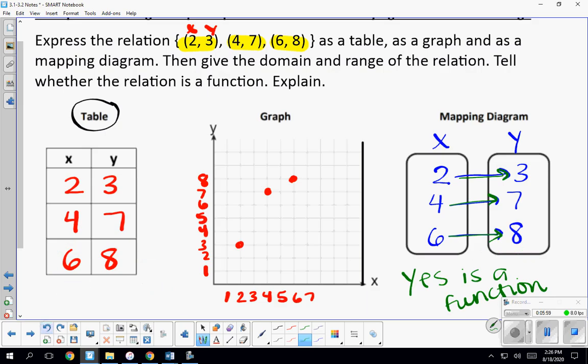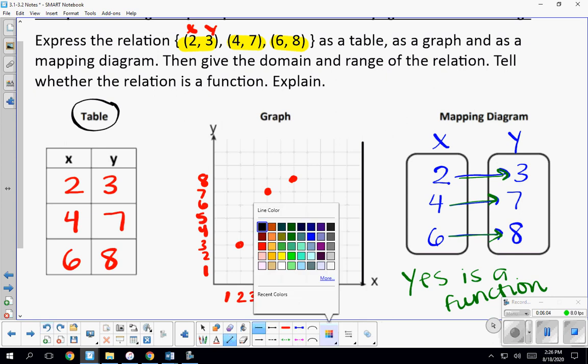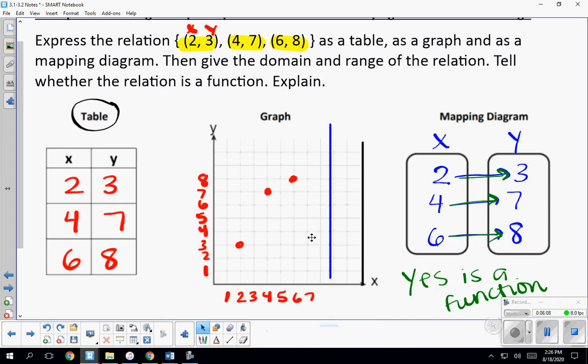If we want to look at a graph to determine whether or not something is a function, we need to use something called the vertical line test. The vertical line test says if we draw a vertical line, it should only cross each point once. So if I were to move this along my relation here, it crosses once, once, once. That means it's a function.